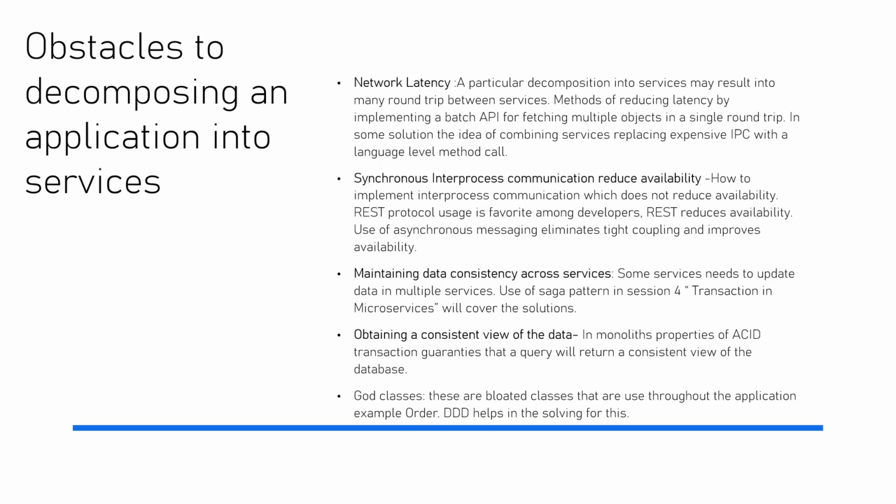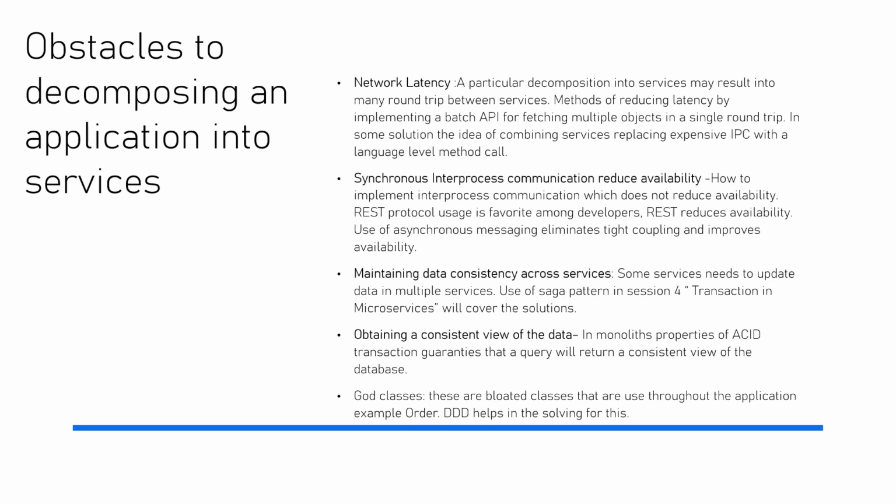Now, the second thing which is very visible on the table is that a lot of the service external APIs are running as REST-based services, and they tend to be synchronous by nature. Synchronous inter-process communication reduces availability. How to implement inter-process communication which does not reduce availability is the key. REST protocol usage is a favorite among developers. REST reduces availability; the use of asynchronous messages eliminates time coupling and improves availability. So again, as we talk about inter-process communication, we'll talk a little bit more on that. That's a separate session.